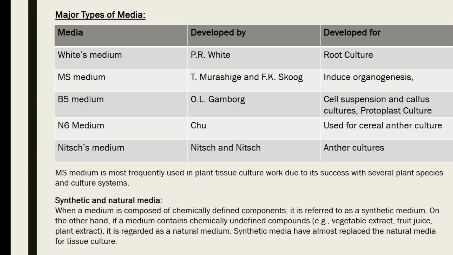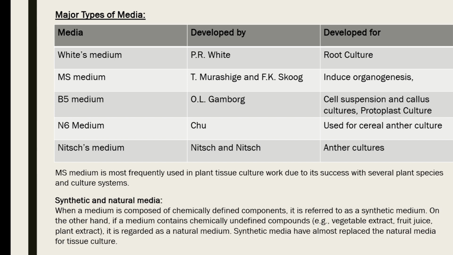There are various media formulated for various purposes in plant tissue culture with defined components that promote the development of various plant organs. 1. White's medium. It was developed by P. R. White for the purpose of root culture. 2. MS medium. It was developed by Murashige and Skoog, which supports the induction of organogenesis.